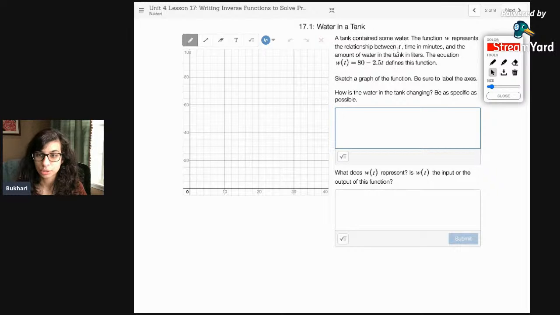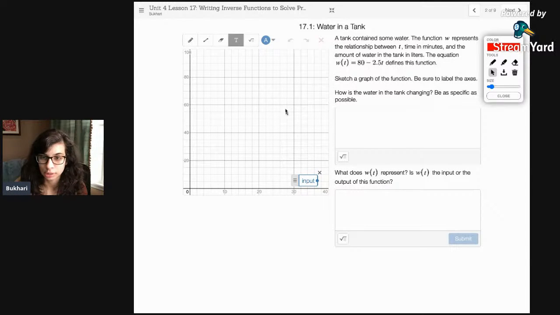The first thing you want to do when sketching your graph is to find your input and output values, right? In this case, we have a relationship between time in minutes and the amount of water in the tank. So what is your input value? What is your output value? Once you label your axes, you can just quickly label your axes, right? This is my input value, and this up here, my y-axis, is my output value, whatever that is in there. Use that to help you sketch your graph, right?